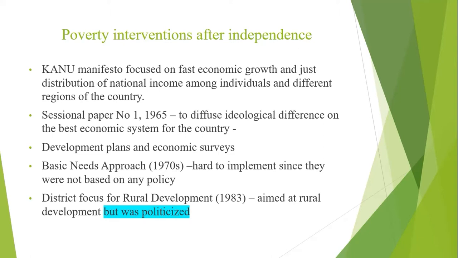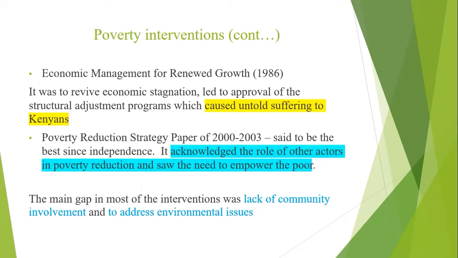We have our development plans, the basic needs approaches of the 1970s, intended to again formulate policy to improve the well-being of especially rural people. It didn't manage. We had the District Focus for Rural Development in 1983, which was actually rural focused. It intended to decentralize the resources that were there. But again, in the end, it was politicized, especially when the district committees involved politicians and the people at the grassroots were not given the opportunity to present their views. Not to mention, it was more of programs, but not the people themselves who were to benefit from it.